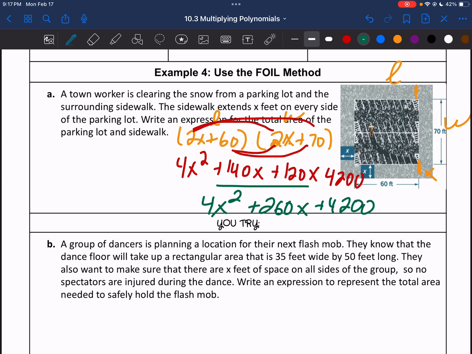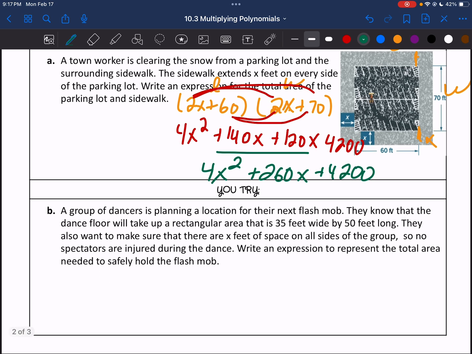All right, now you're going to go ahead and do the you-try problem, the one you-try problem. We have a group of dancers planning a location for their next flash mob. They know that the dance floor will take up a rectangular area that is 35 feet wide by 50 feet long. They also want to make sure that there are x feet of space on all sides of the group so no spectators are injured during the dance. Write an expression to represent the total area needed to safely hold the flash mob.